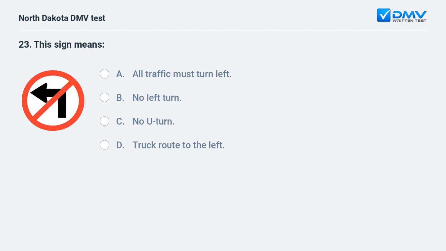This sign means: A. All traffic must turn left. B. No left turn. C. No U-turn. D. Truck route to the left. B. No left turn. This sign indicates that left turns are prohibited.